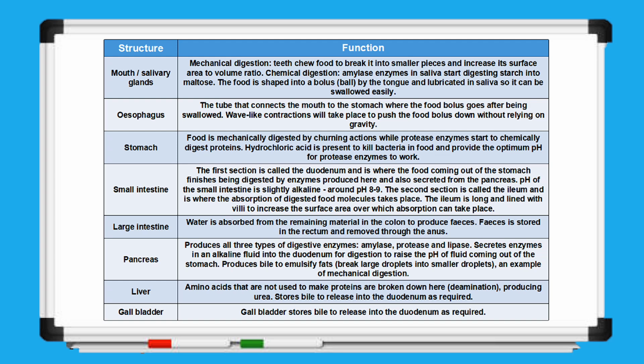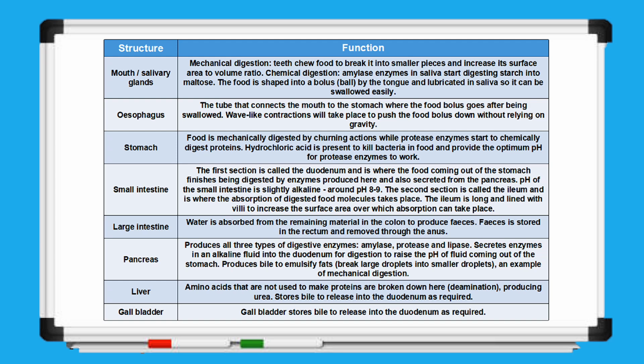The first part is the duodenum, where food from the stomach completes its digestion by enzymes produced here and by the pancreas. The conditions are slightly alkaline, around pH 8 to 9. The second part is the ileum, where absorption happens. It's long and lined with villi, which massively increase the surface area for absorption of digested food molecules.